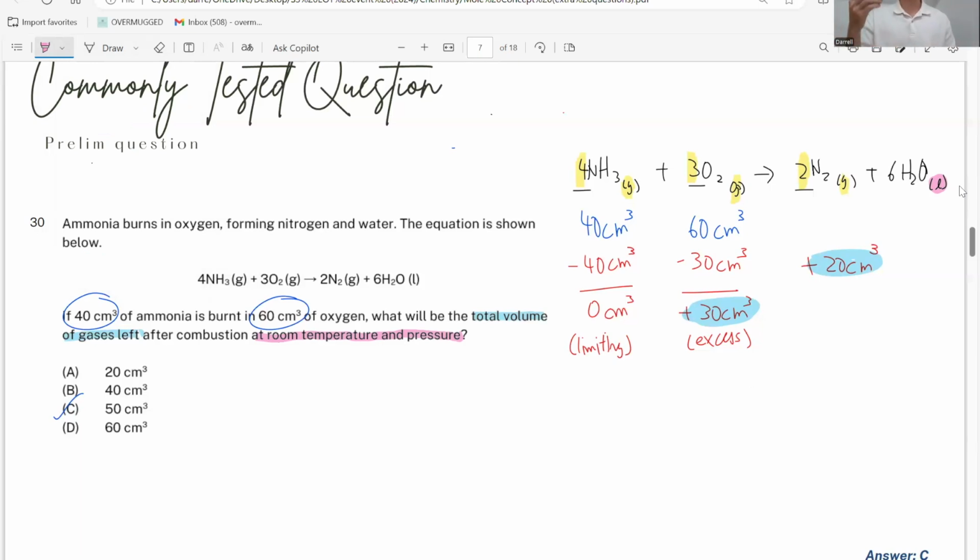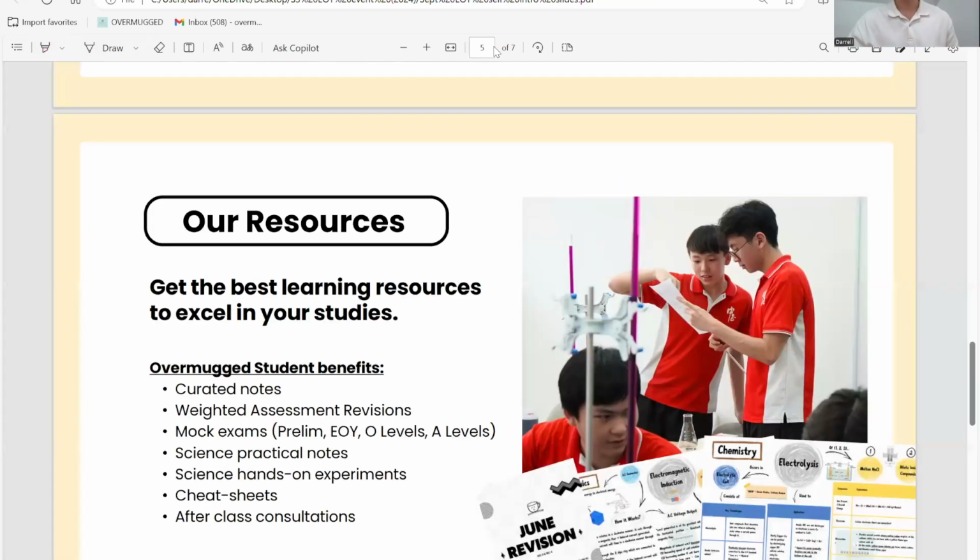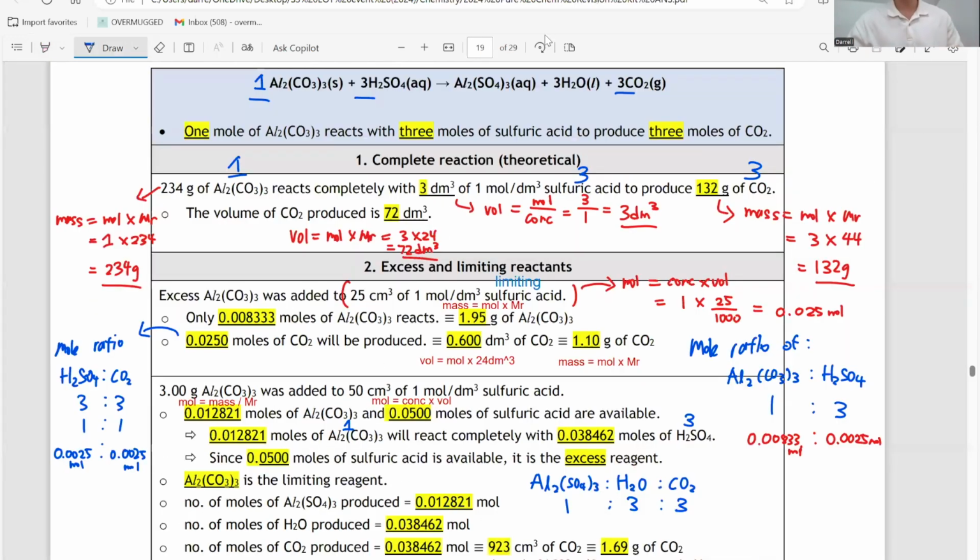Okay, so on my end, what I'm going to do is go through this question again later on as we look at the question in the mock exam. So you will have another exposure to limiting and excess. But I hope at least for now, this is clear. Are we good? Okay, now I'm going to go back to the notes, the one that you have in your revision kit.